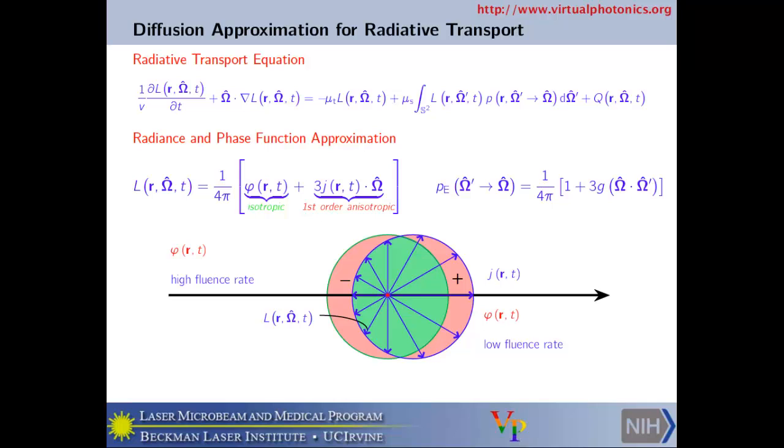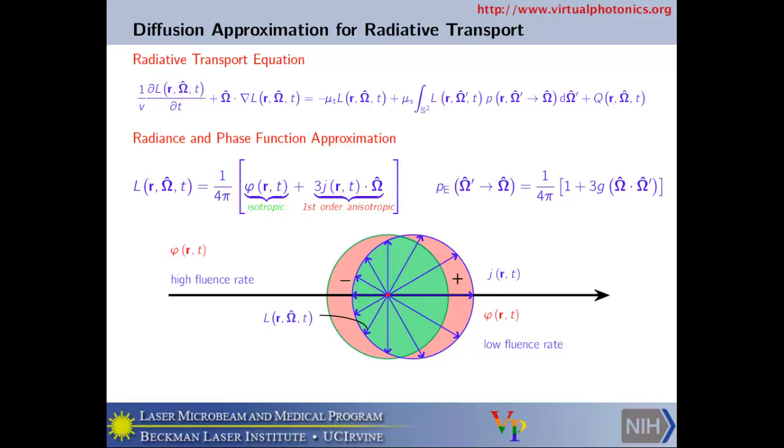And here is where G arrives. G is the first moment of the phase function. It's the average cosine of the scattering angle. And so for larger values of G, you get larger bias. Just like here, if you have larger J value, you get a stronger bias.